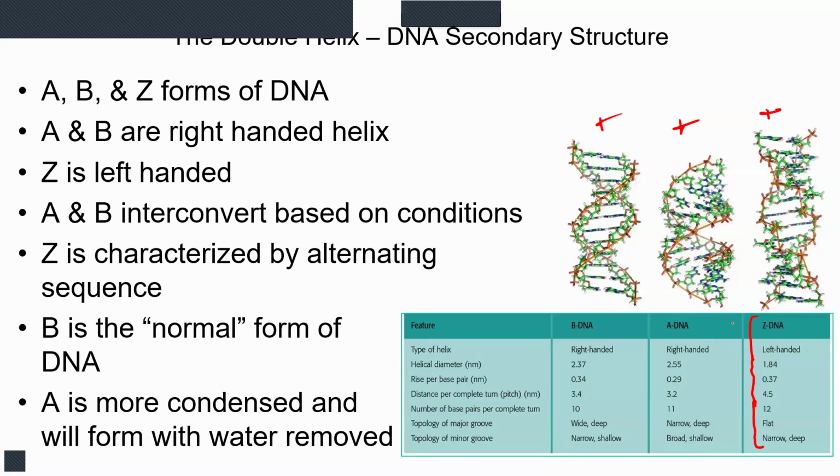So A and B are your most common forms. B is the most physiologically relevant form. Under dehydrated conditions, A form exists. All right, I hope that was helpful for A, B, and Z form DNA.